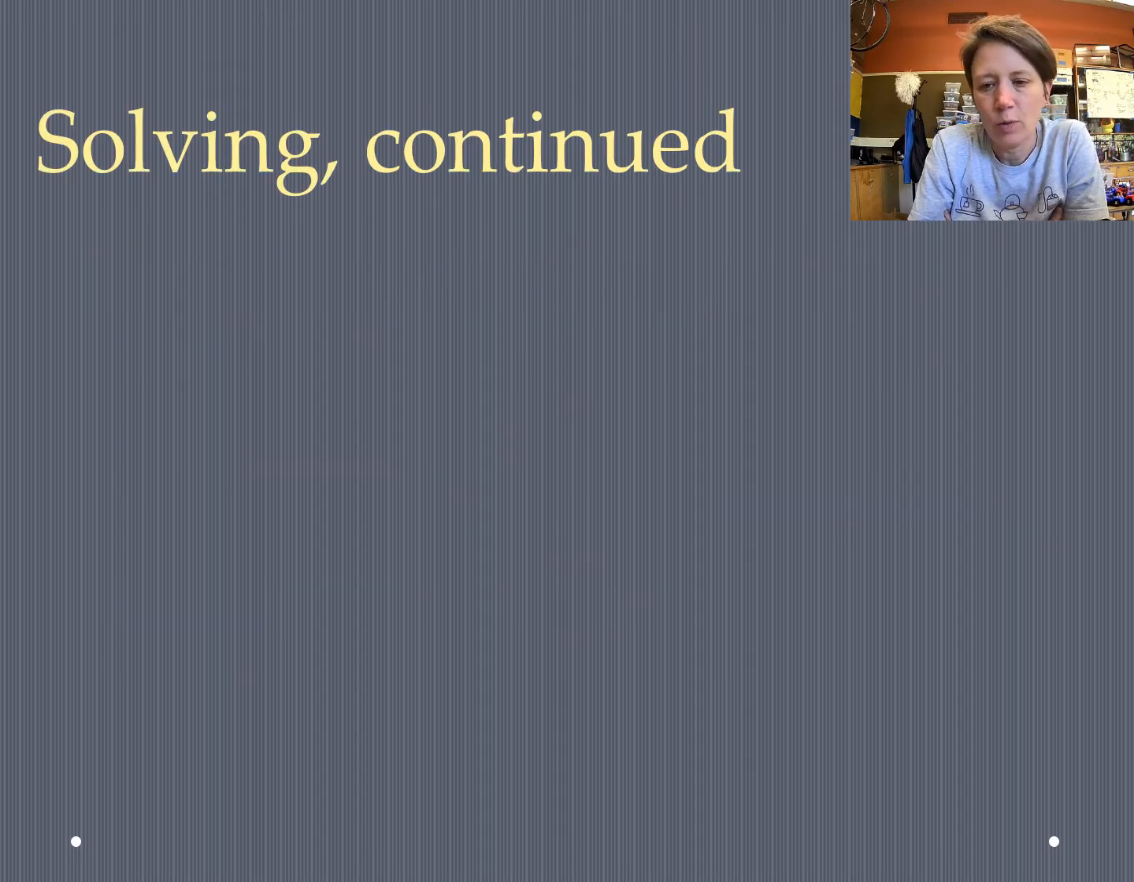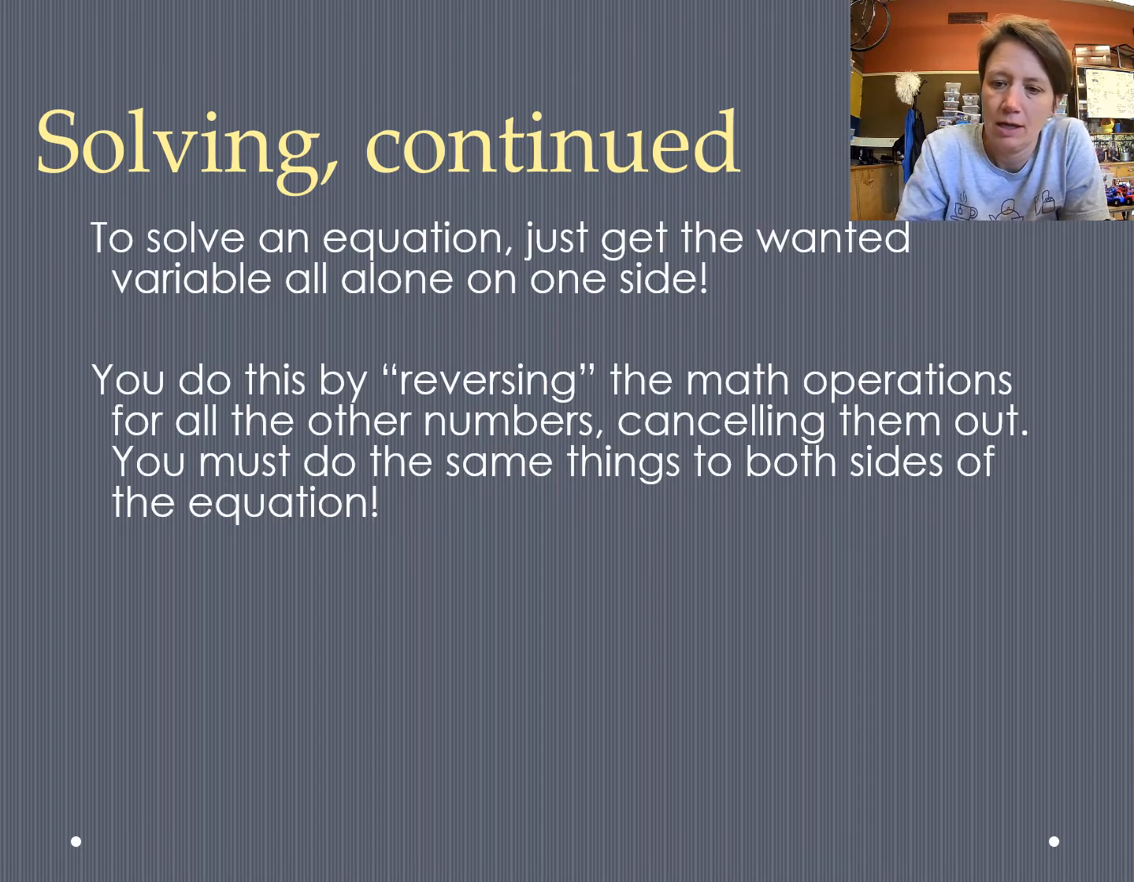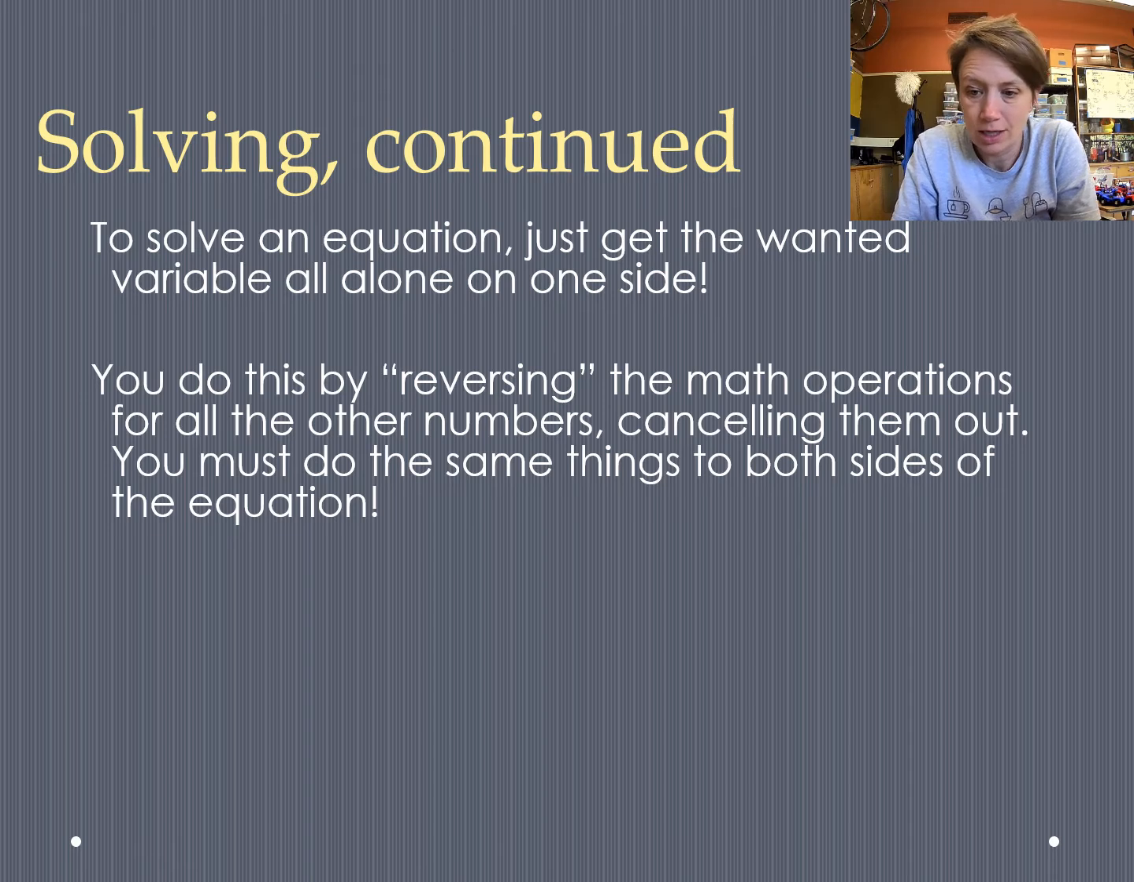So if you have an equation that is not solved because your wanted variable is not all by itself, all you've got to do is move everything else that is on the same side as the wanted variable until it actually is all by itself. And you move things in an equation by reversing the math operators for all the other numbers, and that allows you to cancel those numbers out. But a quick note, whatever you do to one side of the equation, you have to do to the other side. That's how equations work.